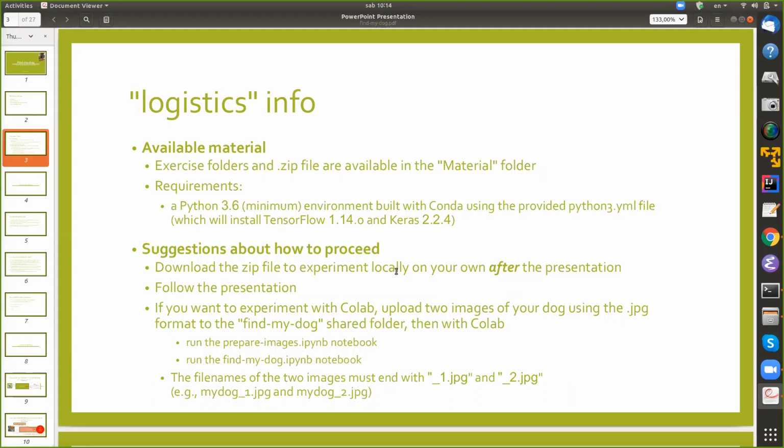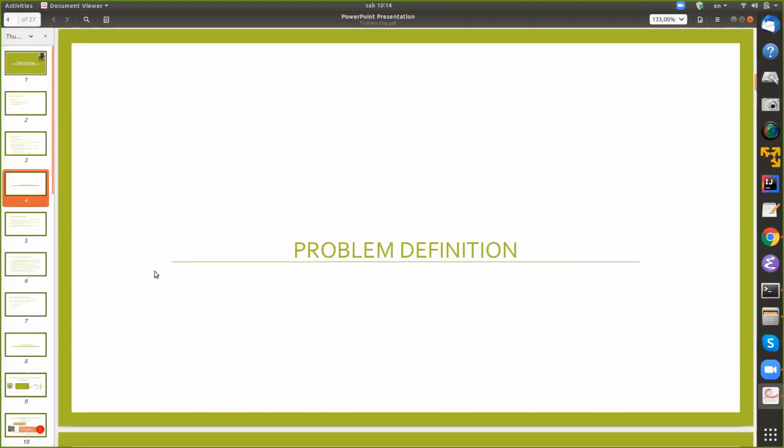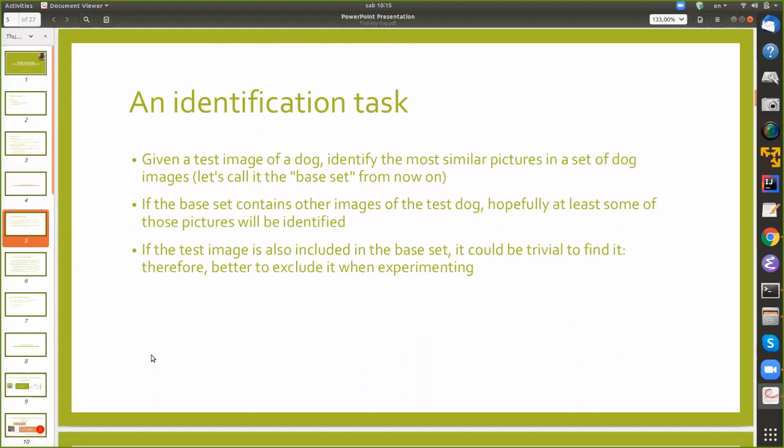So there is some indication here about how to name the two different pictures. And the pictures must be in JPEG format. But we will do this online later, so you might just follow along without going on your own right now. Okay, so let's start with the problem definition.